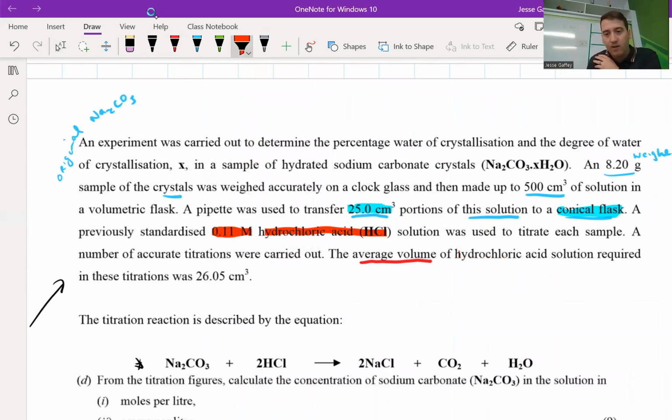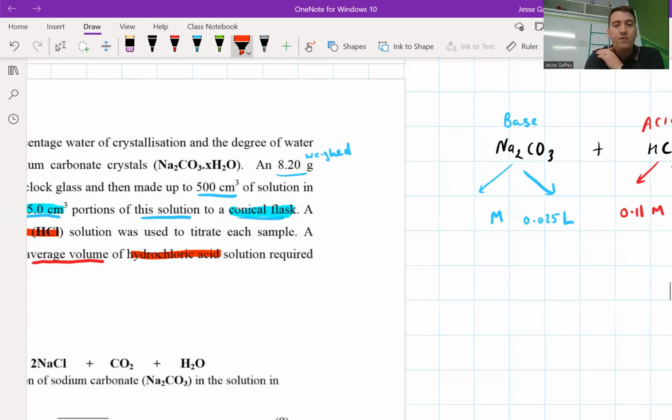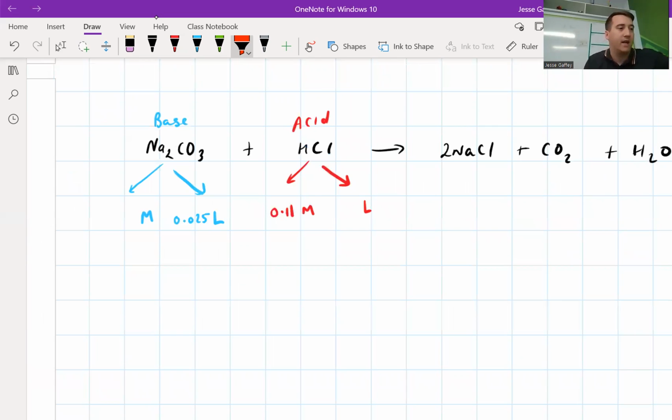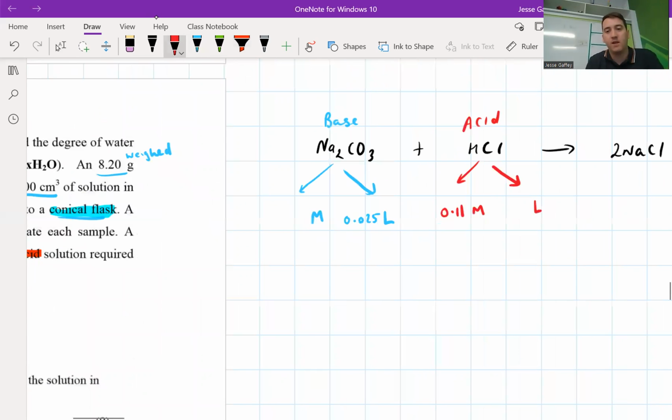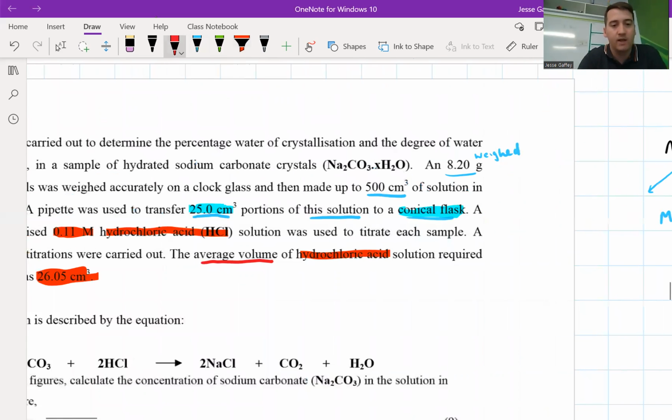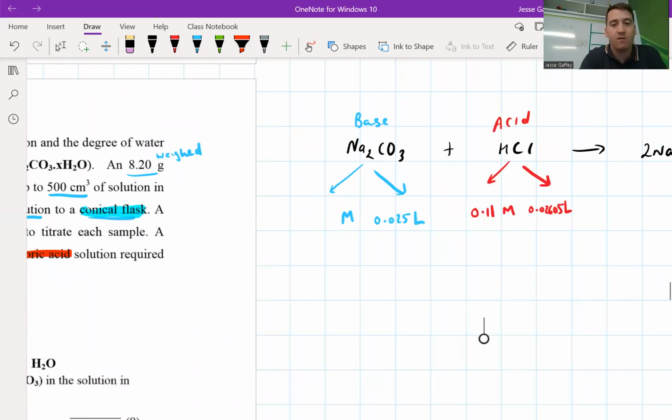Here we go. Here's the hydrochloric acid, and here's the volume, 26.05 cm cubed. Now remember, we need that to be in liters. So pause the video and go ahead and write that down in liters. Okay, I'm going to check the number again. It was 2605, so that should be 0.02605. Now, if you got that right, well done.